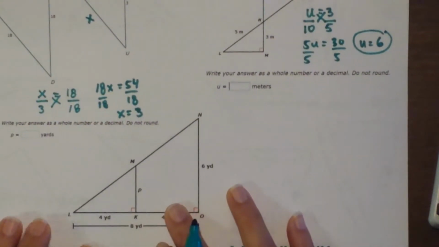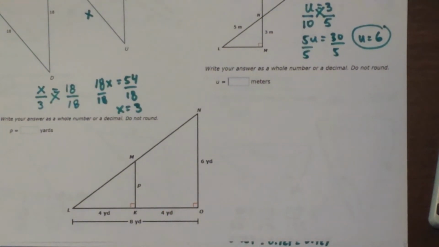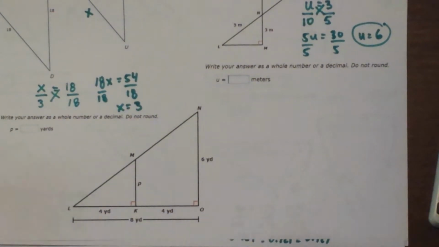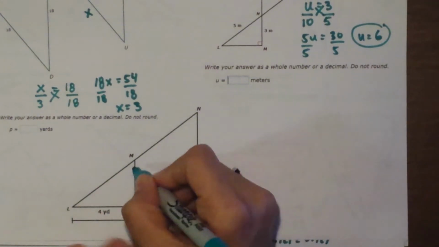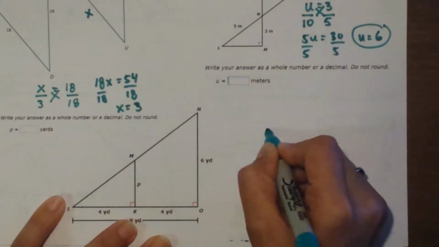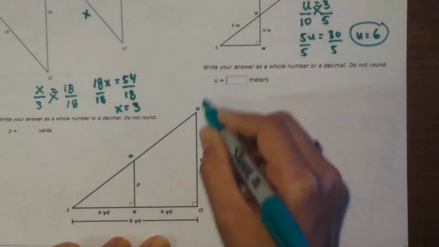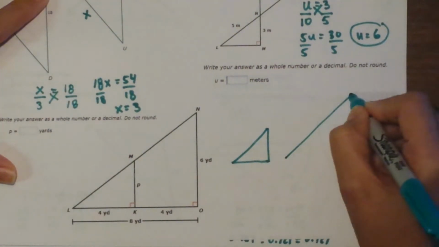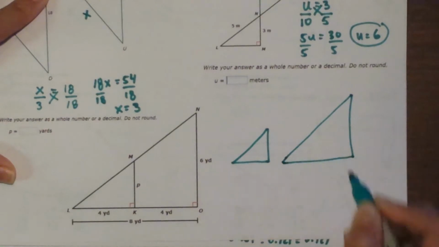All right, number 11. Same thing. Anytime you have triangles that are together, remember my rule. I like to separate them, okay? Because it just gets a little bit confusing. So I'm going to draw this small triangle here. And I'm going to draw the big triangle. All right. And I'm going to label them.